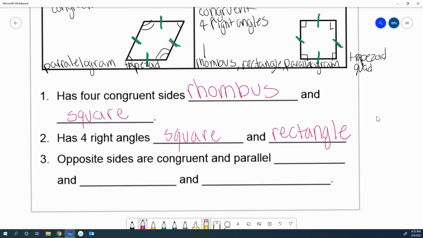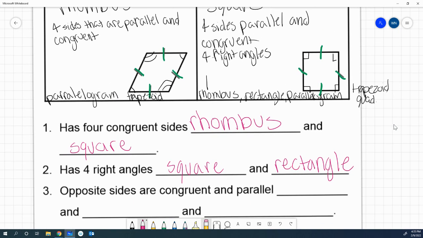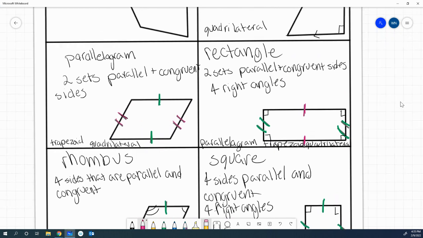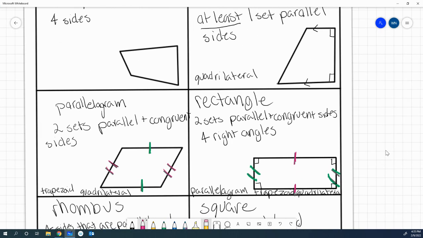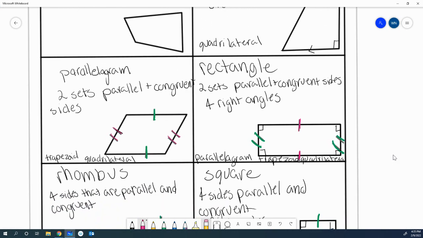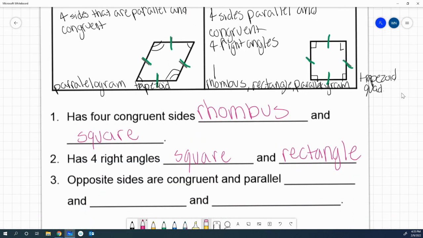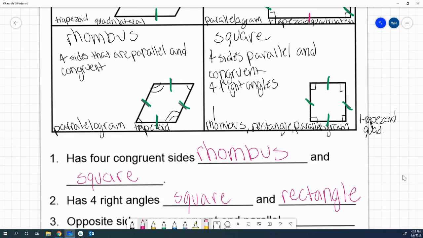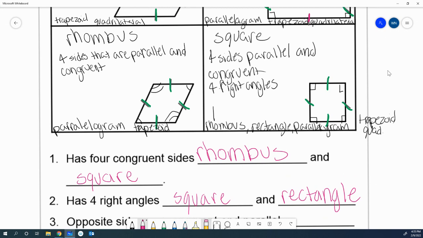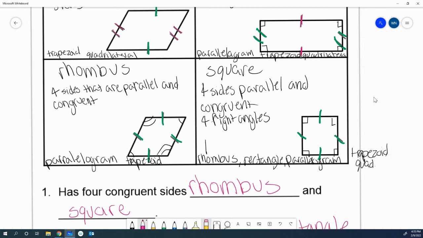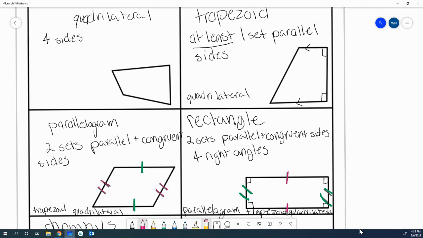Number 3, opposite sides are congruent and parallel. So take a look up through here. Which one has to have opposite sides that are congruent and parallel? This is a hard one. There are 3 of them. I'd say this is a very challenging question, because the trapezoid has to have at least one set of parallel congruent sides.